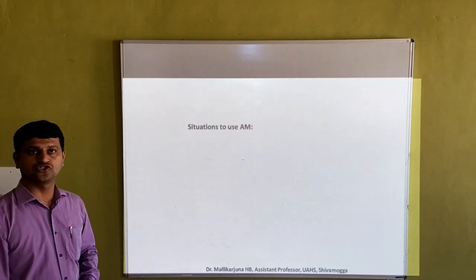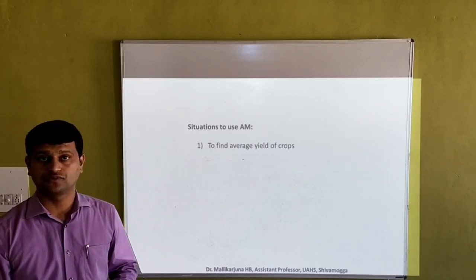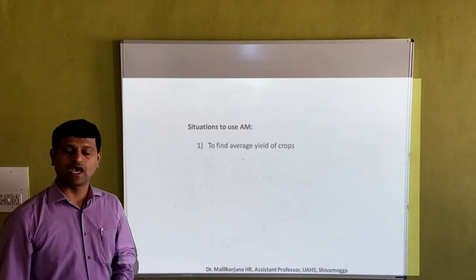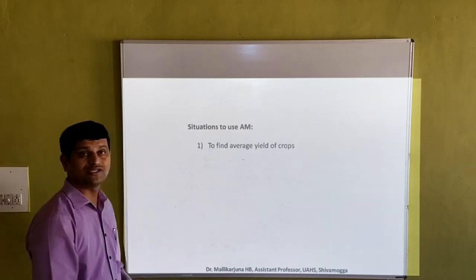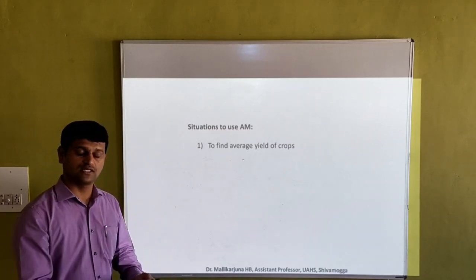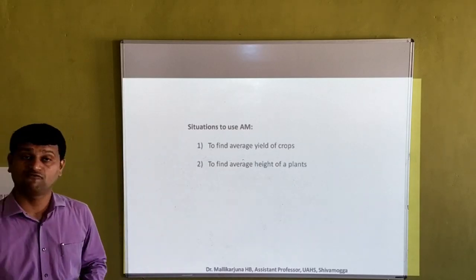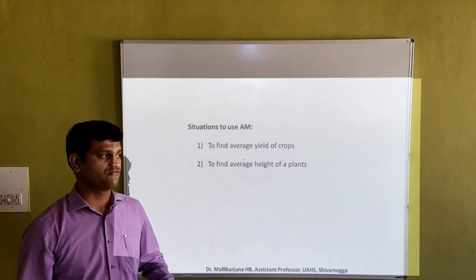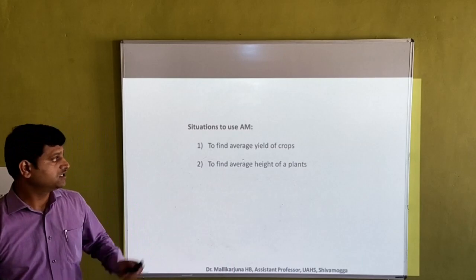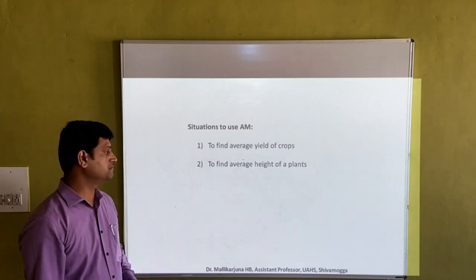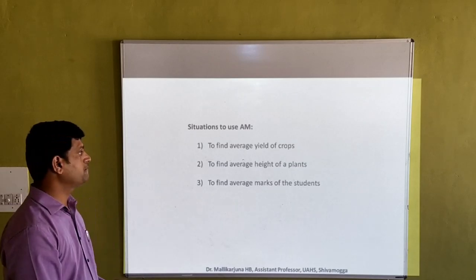Now come to the situations to use arithmetic mean: to find the average yield of crops. If I have several observations to find the average yield, I can use this arithmetic mean. If I say simply average, of course it is the arithmetic mean. To find the average height of plants, if I have 10 or 50 observations of plant height and want to find the average height, I should use arithmetic mean. Also to find the average marks of the students.